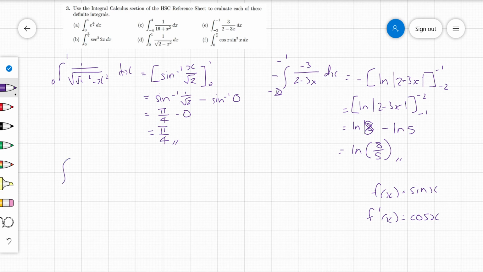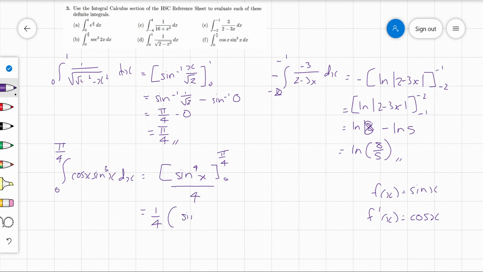So here we've got 0 to pi on 4 cos x sine cubed x dx. When we do that, we add 1 to the power, so it becomes sine to the power of 4 of x, and we divide by that, so divide by 4. Now that 4 is a constant, so it doesn't need to be inside those brackets. All right, we're going to sub pi on 4 in first, so I might put that quarter out the front. So I've got sine pi on 4, all to the power of 4, and minus sine 0, which we know is 0 anyway, to the power of 4.